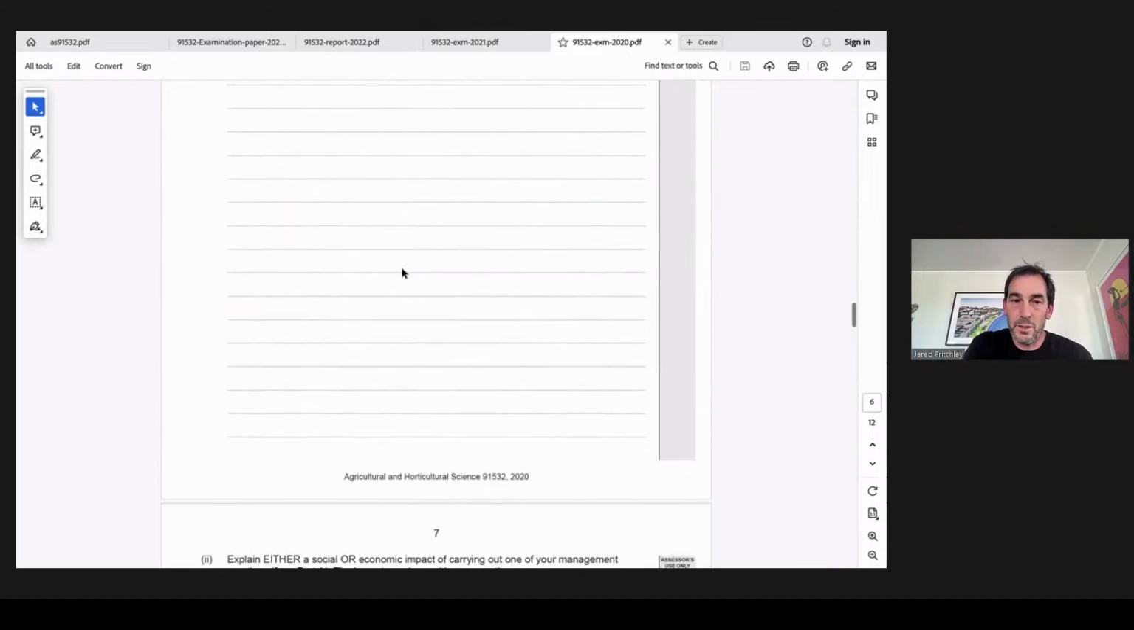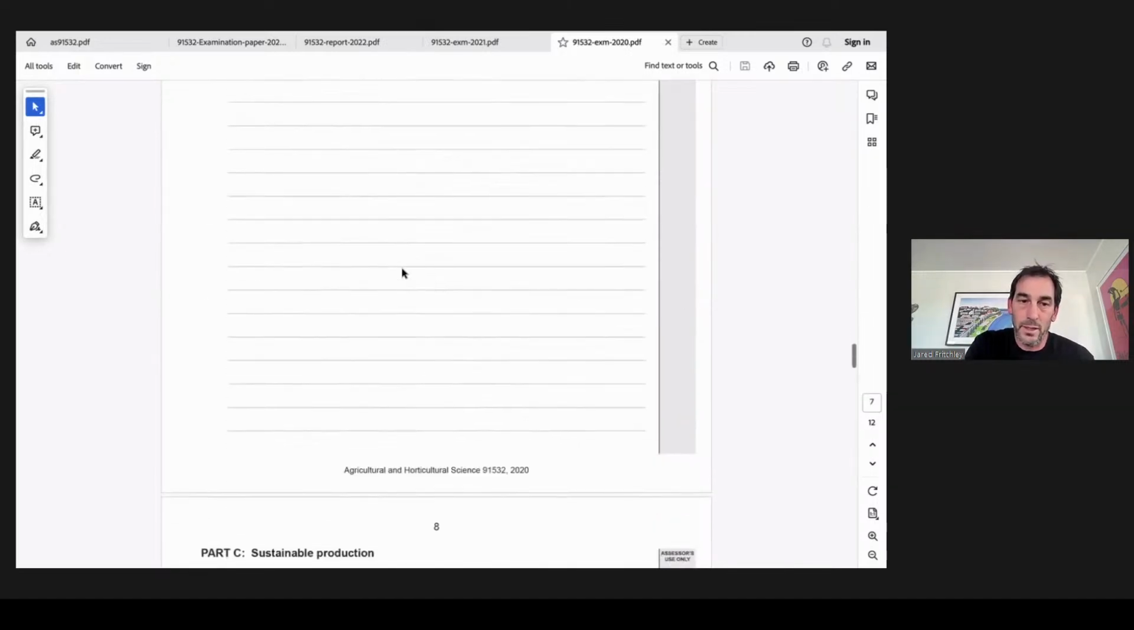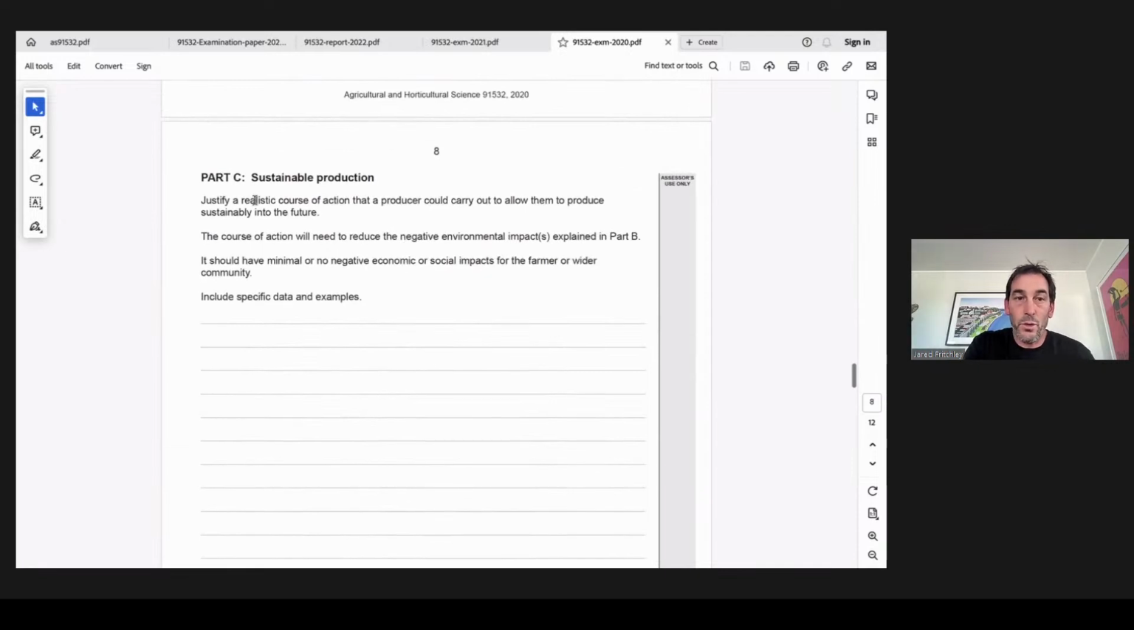And I reckon you can probably guess as well that the last part down here is going to be, what are some realistic courses of action that our producer could carry out? So again, knowing where we're currently at, what we can do to mitigate our negative impacts on the environment while still maintaining profitability, while still maintaining employment for our little local region. So some pretty similar things from year to year.